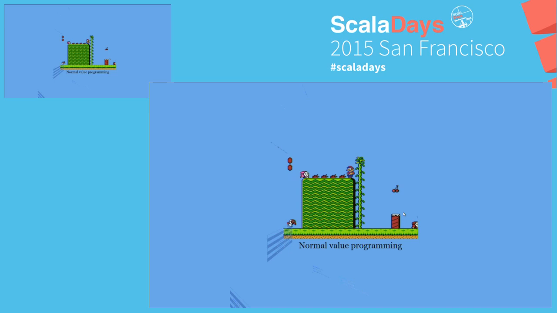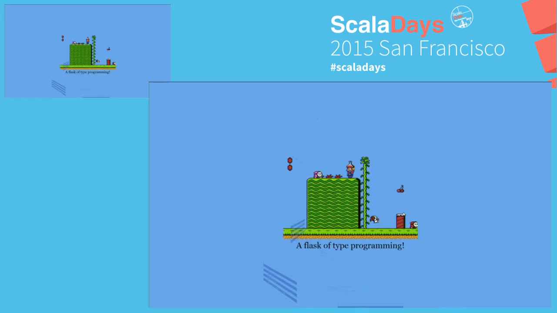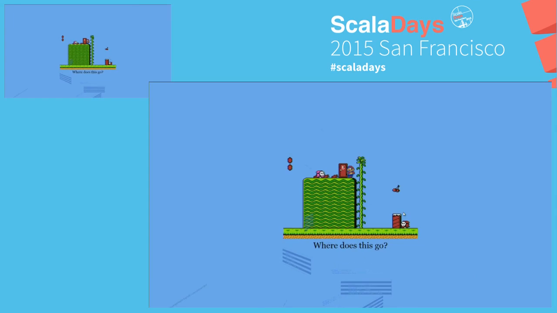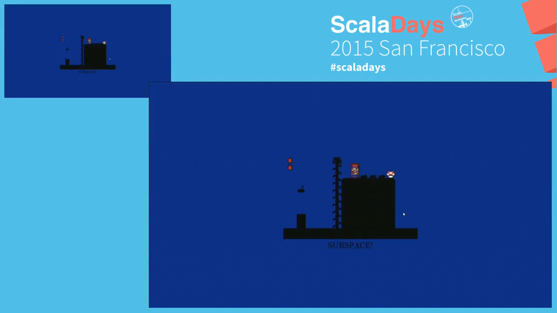But fortunately, they got this cool thing that you can do. If you remember on the first level, look at this, a little flask. It's a little flask of type programming, all right? That's what I'm going to call it. Because what you do, you take the flask and you drop it, it becomes a door. And who remembers what happens when you go through the door? The whole world flips over, right? Boom. And you're in what they call subspace.